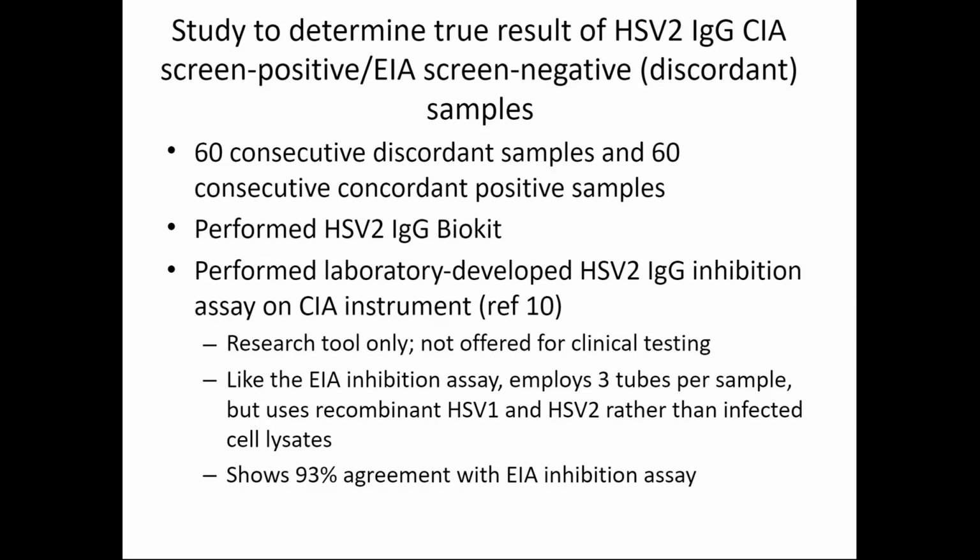On those samples, we then performed the HSV-2 IgG BioKit assay, and then we also performed a laboratory-developed HSV-2 IgG inhibition assay on the CIA instrument. Now, this assay is a research tool only. It is not offered for clinical testing. Like the EIA inhibition assay, though, it employs 3 tubes per sample, but instead of using lysates, we used recombinant HSV-1 and HSV-2. And validation studies showed that there was 93% agreement with the EIA inhibition assay.